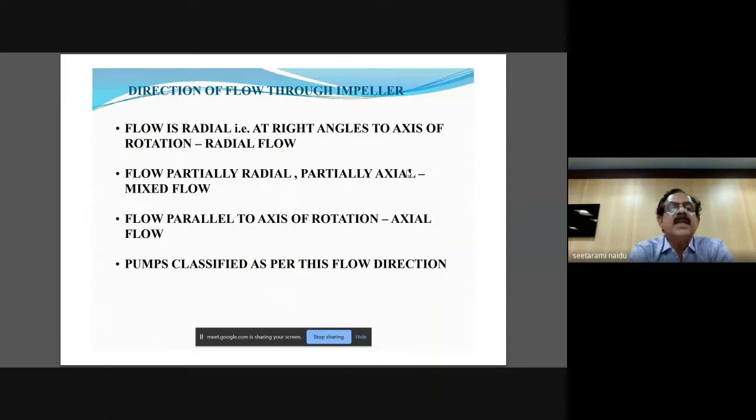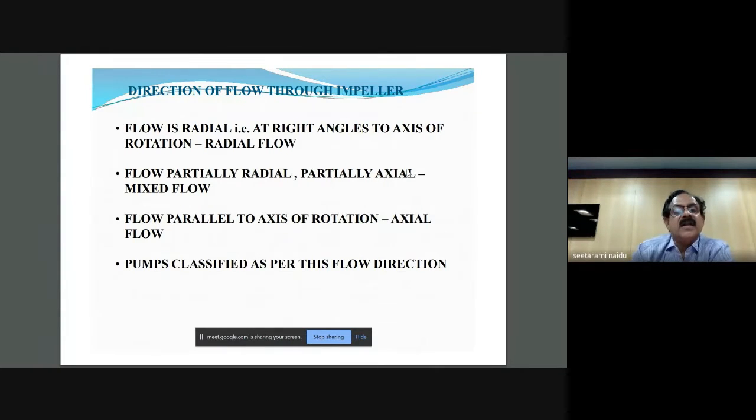Next, flow classification based on the direction of flow through the impeller. If it is at right angles to the axis of rotation, it is radial flow. If the flow is partially radial, partially axial, this is called mixed flow. Flow parallel to the axis of rotation is axial flow. Pumps are classified as per these flow directions.